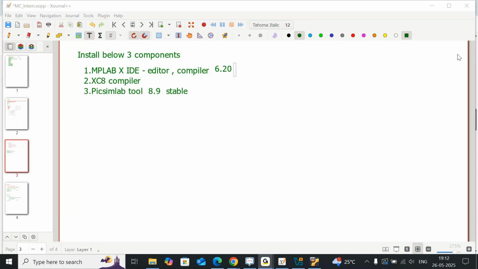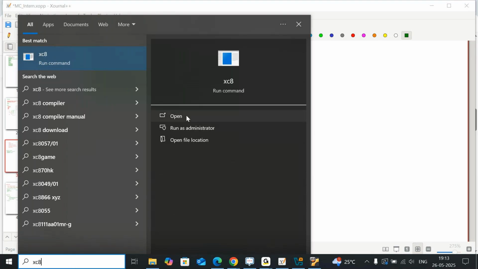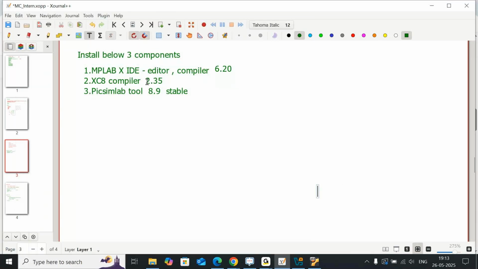PICSimLab you can install 8.9, this is a stable version. So XC8 you can install 2. Let me check. You can install 2.35, or there is 2.45 also you can install. That's okay, Ujjwala, any version is fine. For Ubuntu also we have an installation guide. You can check that.